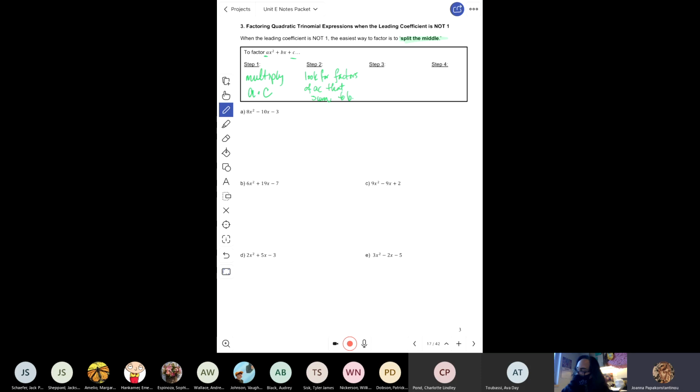The third step is to split the middle term, and we again write these terms in exponentially descending order. We split the middle term using the factors as coefficients. And last but not least, we factor by grouping.